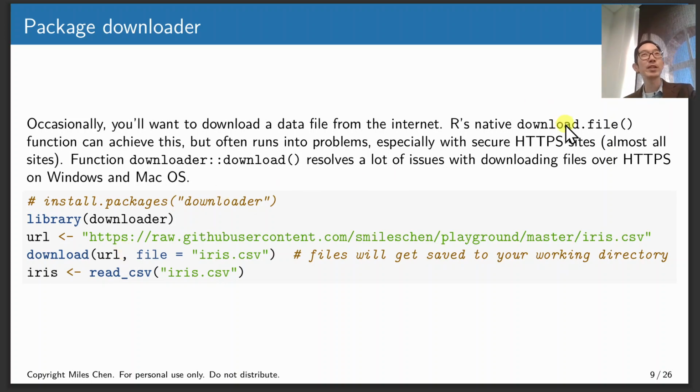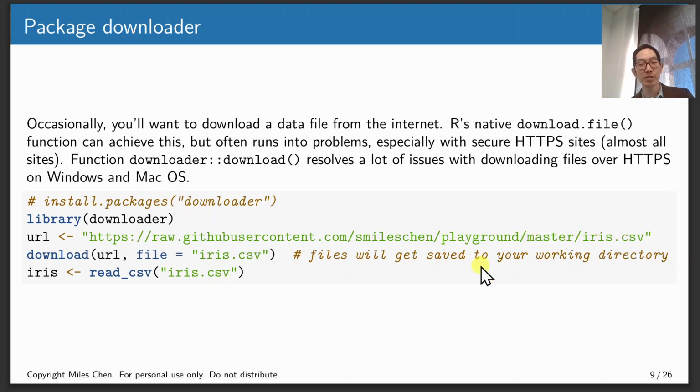Anyway, download.file was produced during the time when nothing was secure and you could just download things. But now if you try to use this on any kind of modern website that uses the S, it breaks. Okay, so anyway, you'll want to install this library called downloader. Install that package, and then you can just provide the web address. So here is just the web address of a CSV file.